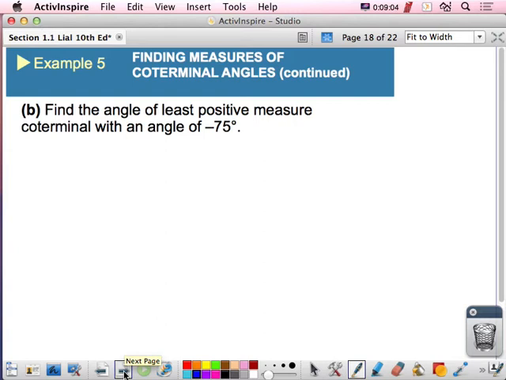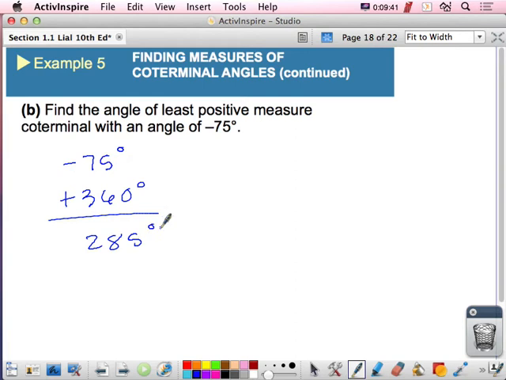Negative 75. Take negative 75 degrees, and I want to know what's the closest thing coterminal to it. Well, first off, I don't want to subtract 360 because I'm just making it worse, right? So the nice thing about it is it doesn't matter what direction you go, positive or negative, you're going to land in the same spot. So this time we can add 360 to it and bring it back up to where we need to go. What's that land me at? 285.